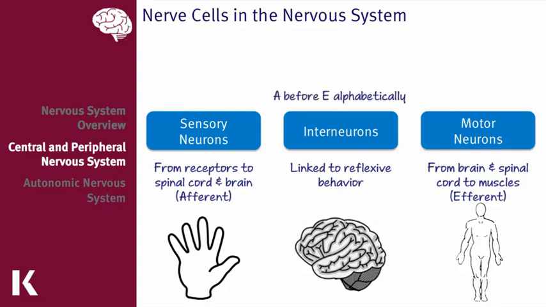Now, sensory neurons and motor neurons are part of the peripheral nervous system, while interneurons are part of our central nervous system. On test day, it can be a little tricky to remember which is afferent and efferent, and the best way to remember is that A comes before E alphabetically. So we receive a sensory stimulus first, so that's our afferent signal, and then we respond later with our motor neurons through an efferent signal.